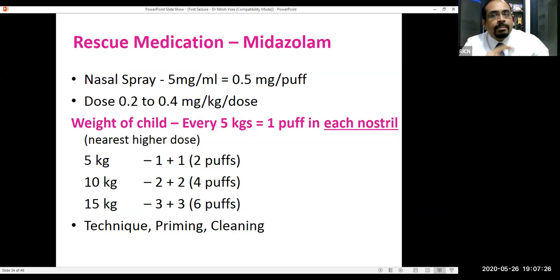So now you put the puff, each nostril one by one, and you know the dose. 12, 13 kgs, that is 3 plus 3. Alternate: 1, 2, 3, 4, 5, 6. And cleaning is very important. The plastic part, after you use it, you should clean with a liquid soap to make sure it remains clean.